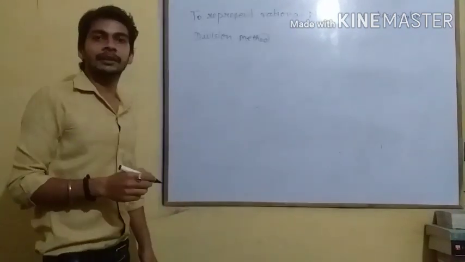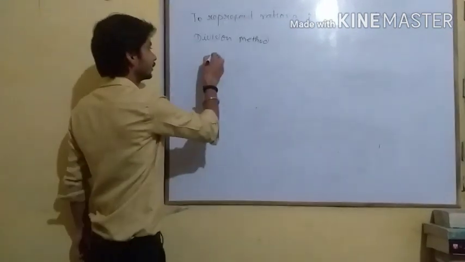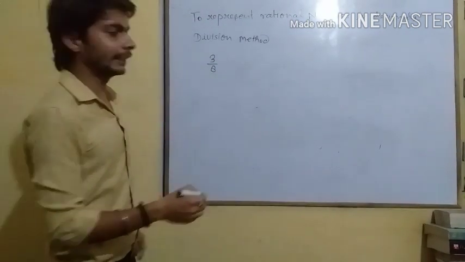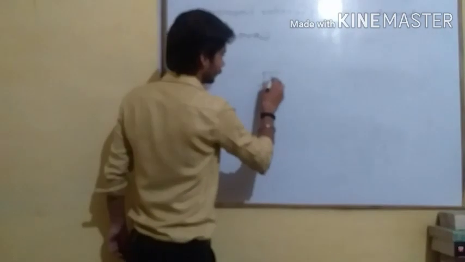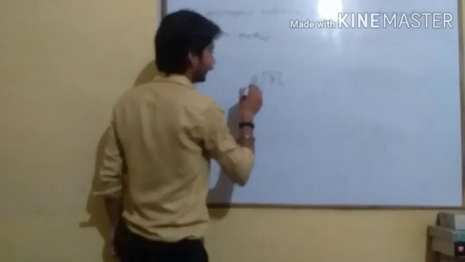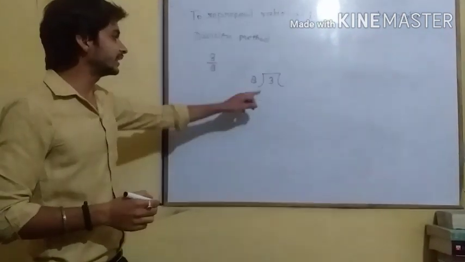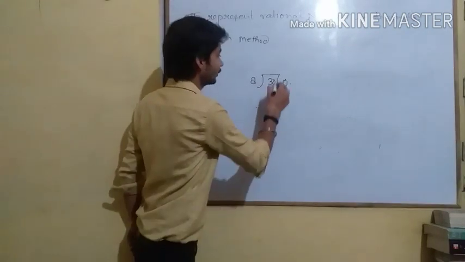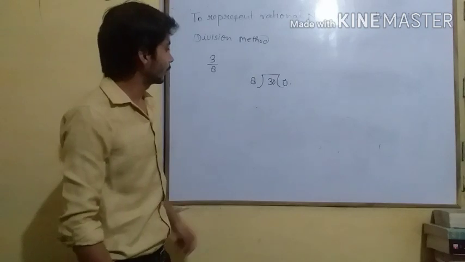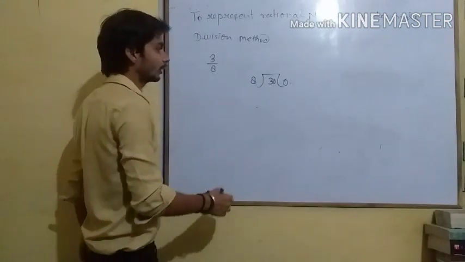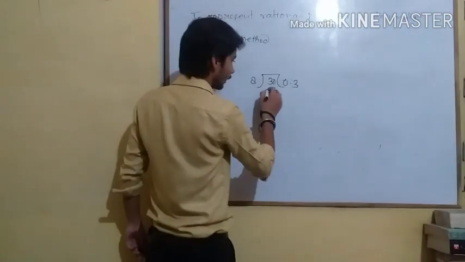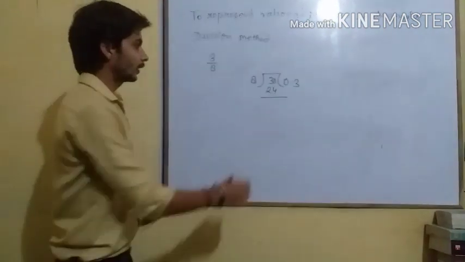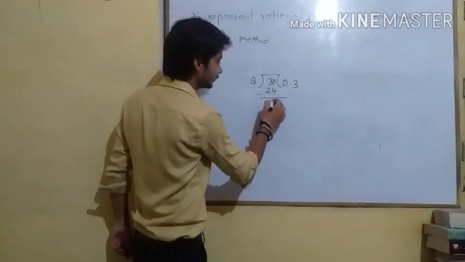The division method. If we have the rational number 3 by 8, then divide the 3 by the 8. The 3 is less than the 8, it means we will put the decimal here and it will be 30. 8 3s are 24 and we write here 24. Now subtract it and we get 6.